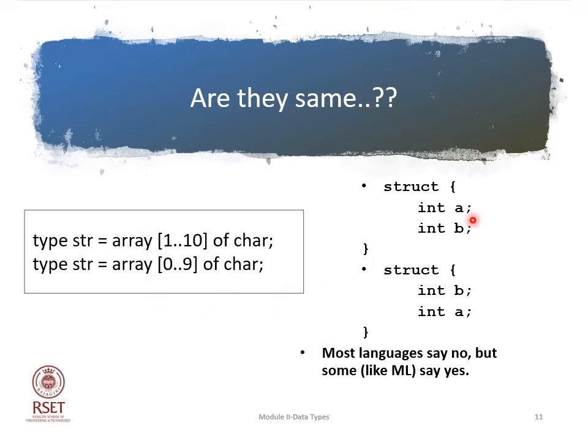And on the right you can see another example of a structure where there are only 2 members A and B, both of them are int, but the only difference is their order of declaration is different. It doesn't look different, but some languages like ML say it is not equivalent.